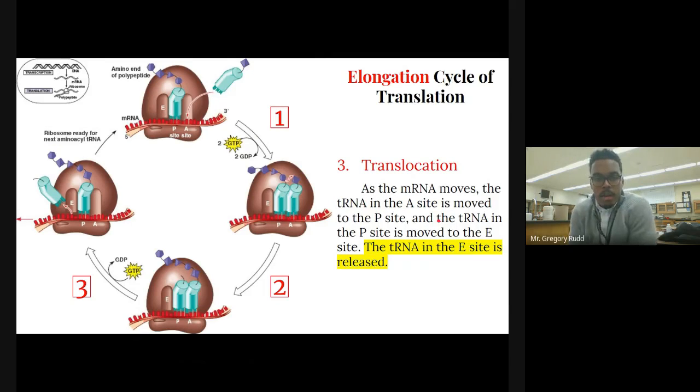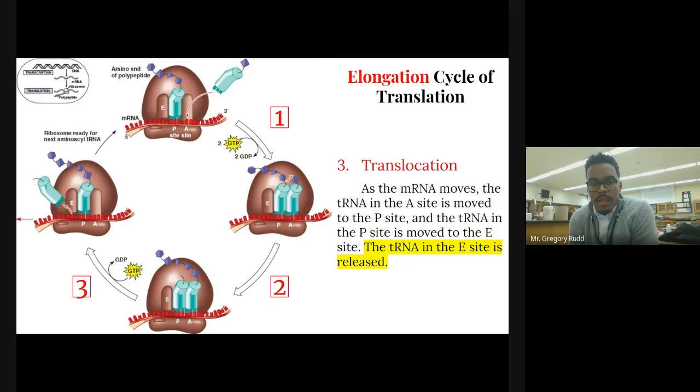And then the last part of elongation is translocation. You don't need to remember the exact names of these steps. You just kind of need to know what's happening throughout this process of translation. So, peptide bond formation, translocation, these phrases are basically just made up. But as long as you know what's happening in the process, you're good.